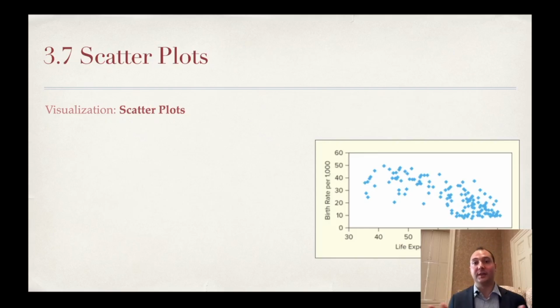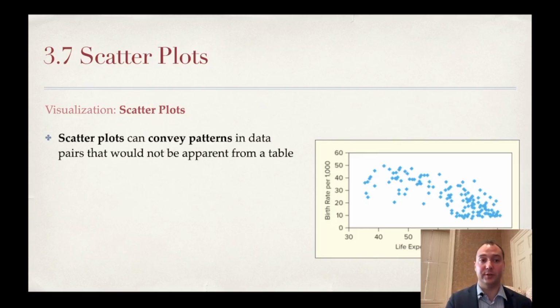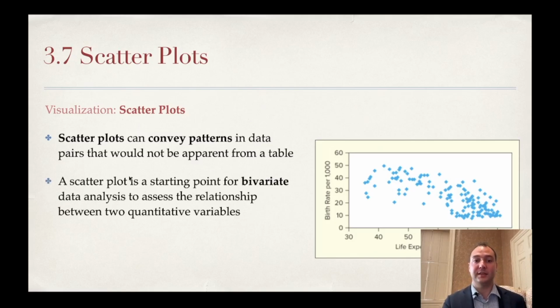Scatter plots show a relationship between two variables. In this case, we're showing the relationship between life expectancy and birth rate. They can convey patterns in data pairs that would not be apparent from a table. A scatter plot is a starting point for bivariate analysis.